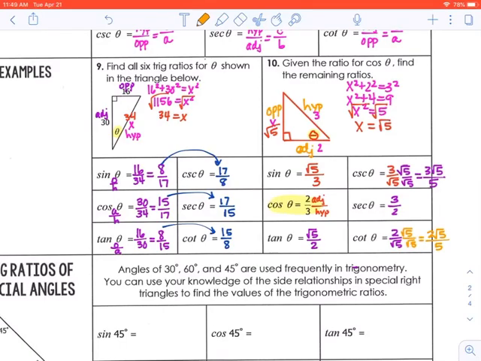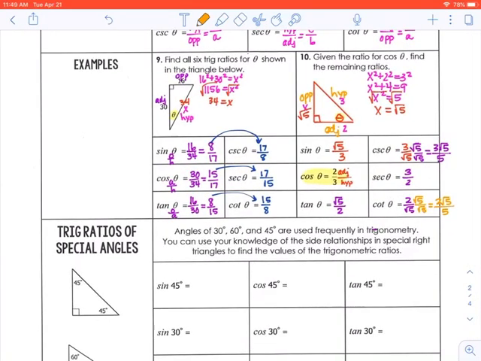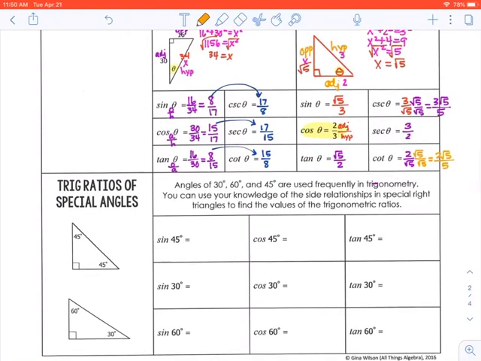So that's what we're going to do for SOHCAHTOA. And now the last part of this is going to be finding trig ratios of special right triangles, okay? The angles of 30, 60, and 45 degrees are used a lot in trig, and when we learn the unit circle, you will see how much we use them, okay? So we can use our knowledge of the 45, 45, 90 degree and 30, 60, 90 relationships of those sides to find trig values, okay?